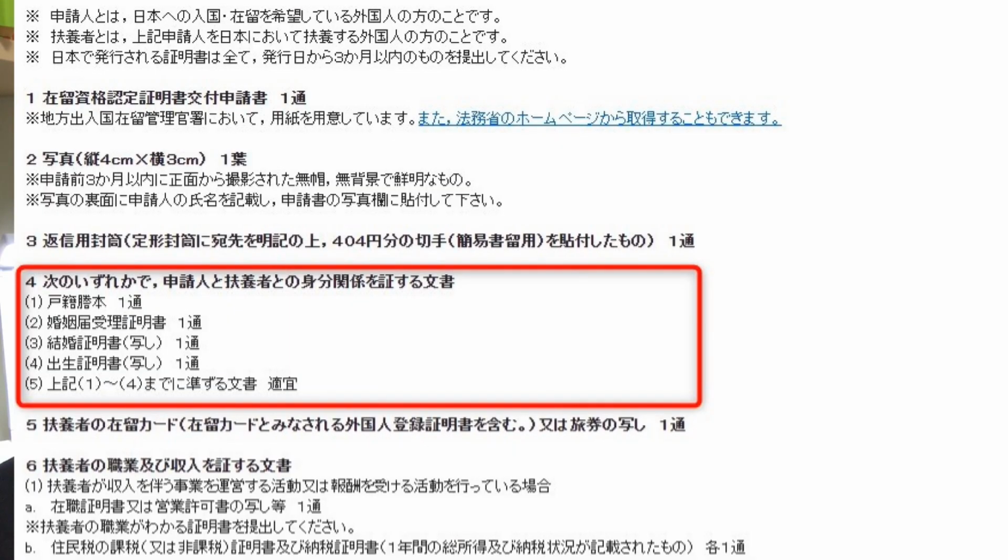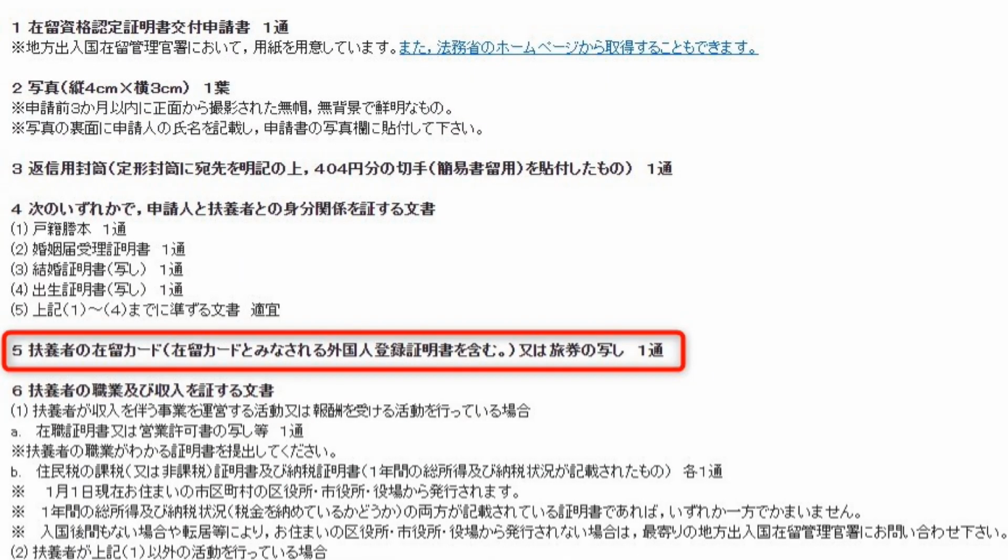Number 4, the documents that show you and your spouse's or child's relation. Copy of marriage certificate or birth certificate is required. Number 5, your residence card, supporter's residence card and passport. Please make copies. They say or, but I usually submit both.